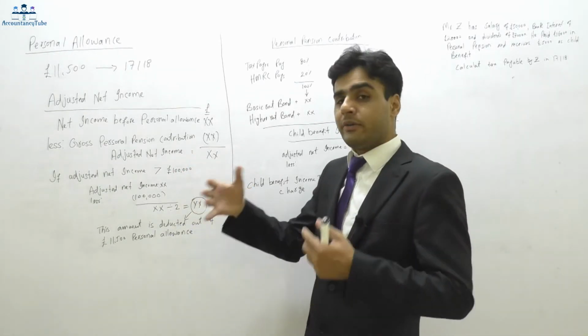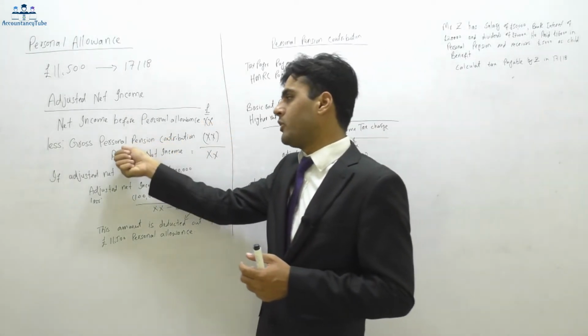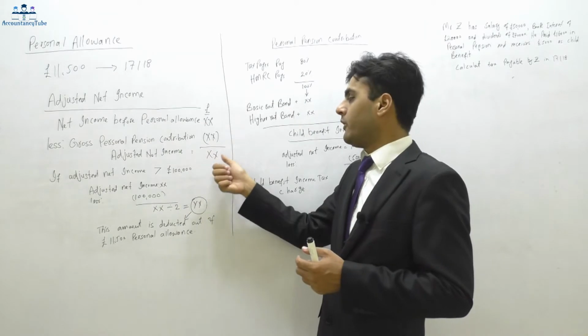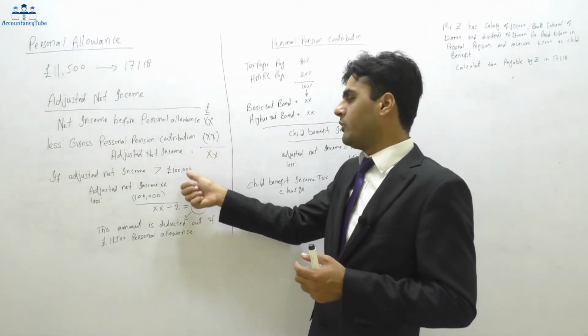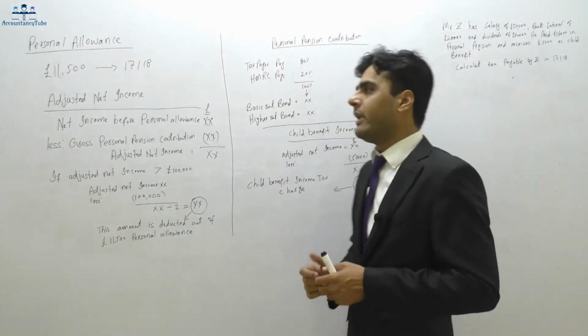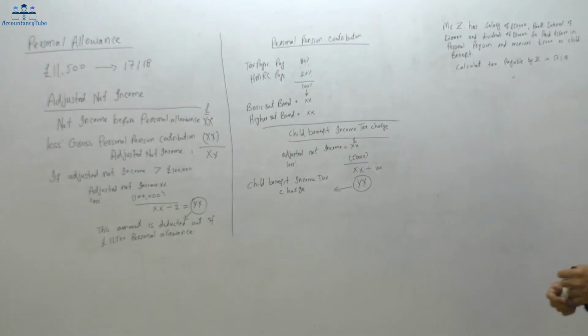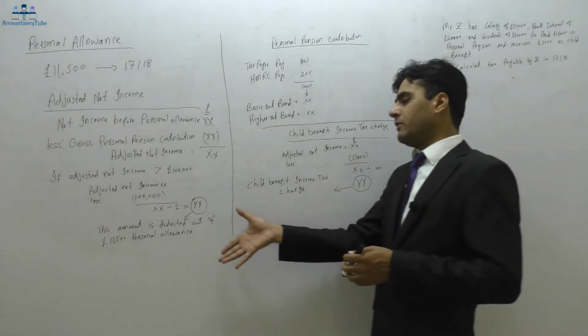So adjusted net income is £110,000, which means it is exceeding £100,000. Now let's look at another scenario. £110,000 here, but you have contributed £10,000 towards the pension, so the remaining amount is £100,000. Now, if it is £100,000, then we do not need to reduce our personal allowance. Our personal allowance would remain at 11,500. I'm just trying to make you understand the benefits of personal pension contribution. So that was another benefit as well.